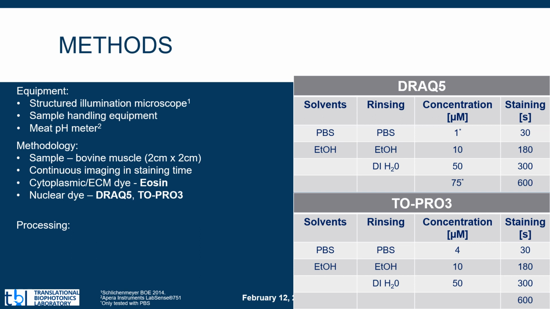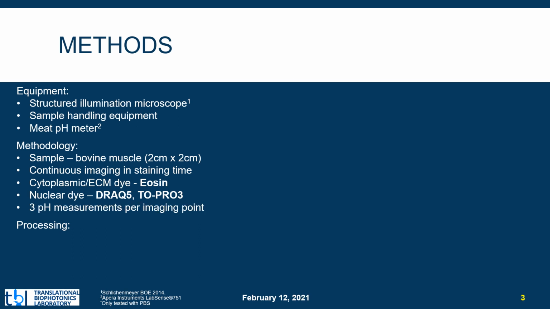The only difference was the concentration that we used. 10 and 50 micromolars were used for both TO-PRO-3 and DRAQ5 with both solvents. With TO-PRO-3, we included one more dye concentration of 4 micromolars, and for the DRAQ5 PBS solution, we used an additional 1 micromolar and 75 micromolar. We did not check other solutions for DRAQ5 since ethanol was not recommended as a solvent and due to DRAQ5's high cost. Together with imaging, we performed 3 pH measurements for each imaging point.